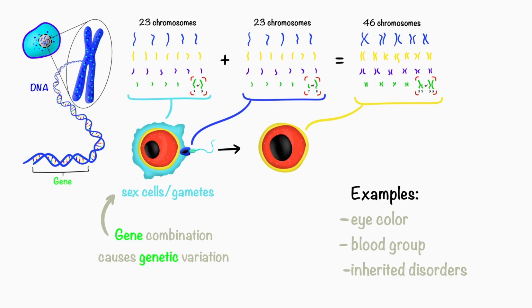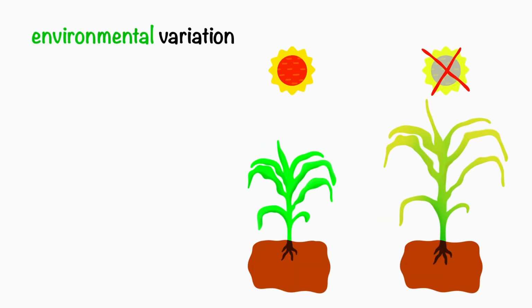Some characteristics are determined only by genes. In humans, these include eye color, blood group, and certain inherited disorders like hemophilia or cystic fibrosis. However, characteristics are also influenced by the environment. The environment, including the conditions that organisms live and grow in, causes differences between members of the same species.